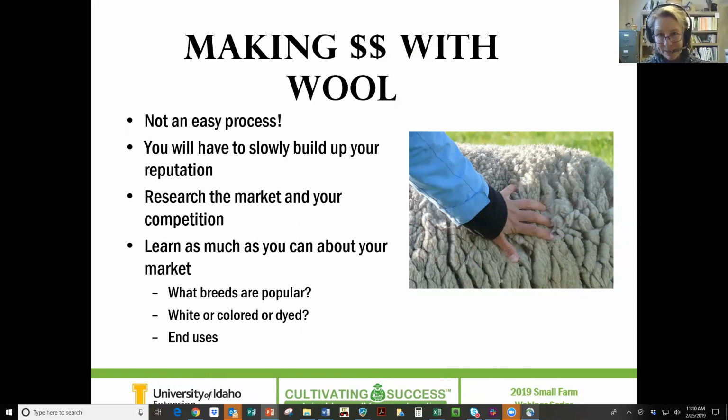So making money with wool is not an easy process. You cannot be impatient. You have to learn about the market and what you have to do, and your customers, and you will have to slowly build up your reputation. Research the market and your competition, find out what others are doing, and learn as much as you can about your market. What breeds are popular? Do people like white? Do they like colored? Should you add value by dyeing it or something? You know, what do they want?